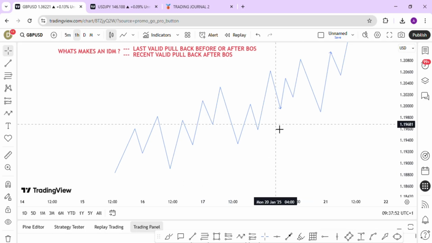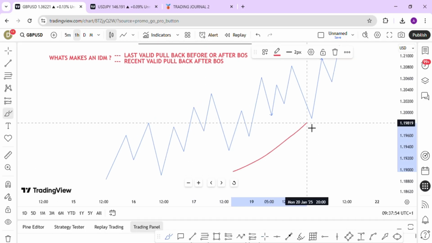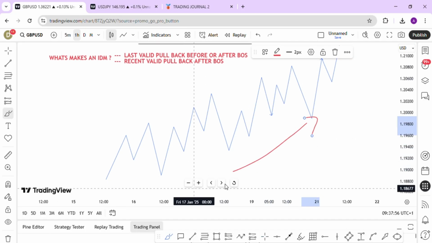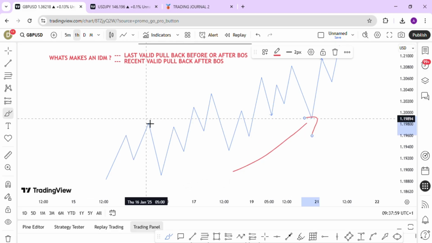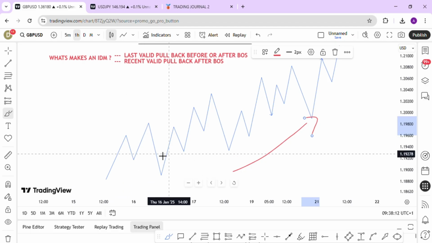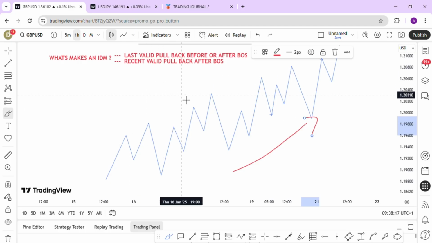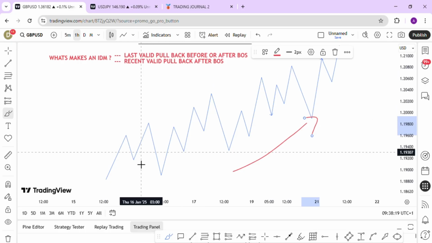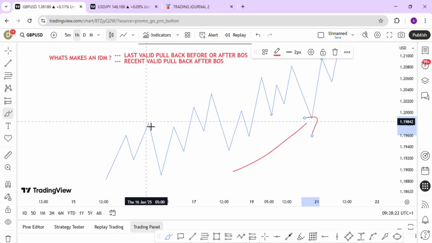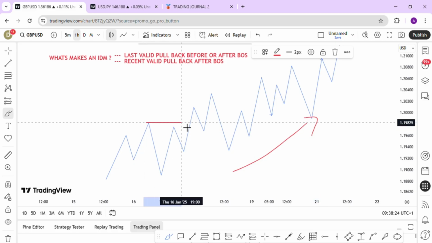In this situation, this is an uptrend. This example will be basically only an uptrend. I don't know if I still have time to do the inverse, but it's still the same process. So the key thing is for you to get the process right. So look at this. As I said, a valid pullback before or after break of structure. So let's assume that this is our break of structure.